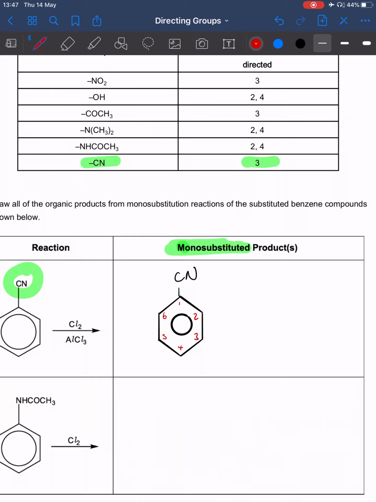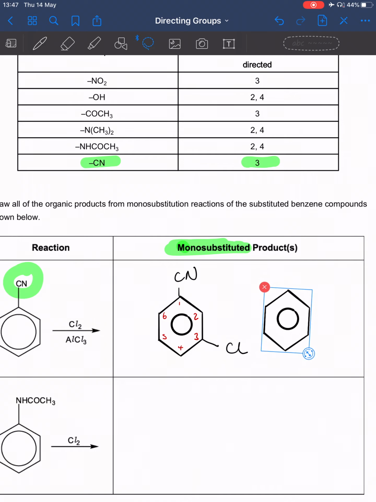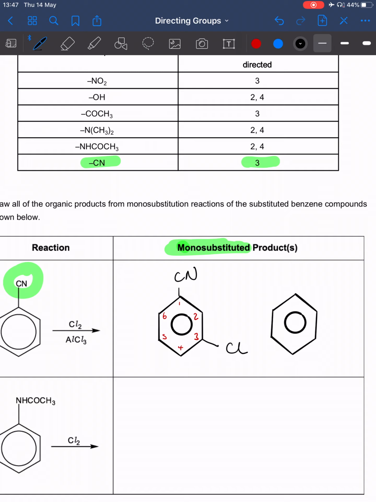Mono substituted, we're only going to be adding in 1 chlorine, so we're going to focus in on this location, Cl. Now, if you're not happy with that and you think, oh, that looks a bit scruffy with the numbers on, you can always rewrite it out, paste. There we go.